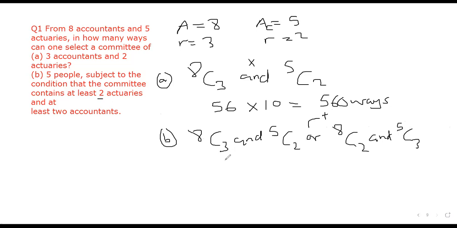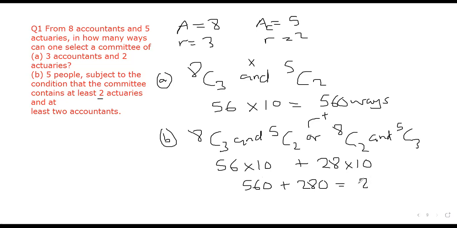So here we're going to have 56 times 10 plus 8 combination 2. On the calculator, what are you getting? 28. 5 combination 3, on the calculator, what are you getting? It's 10 as well. We're going to get 560 plus 28. The total is the total number of ways, so this is 840 ways in which we would have those different ways.